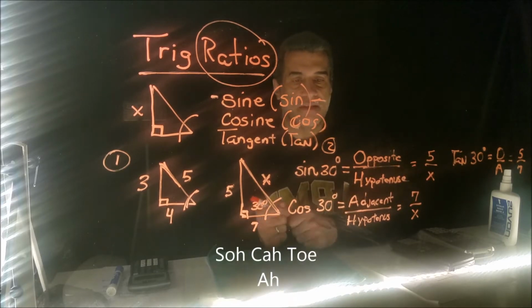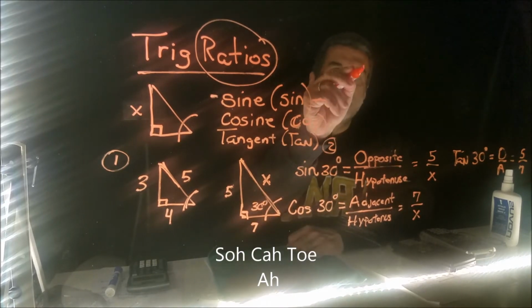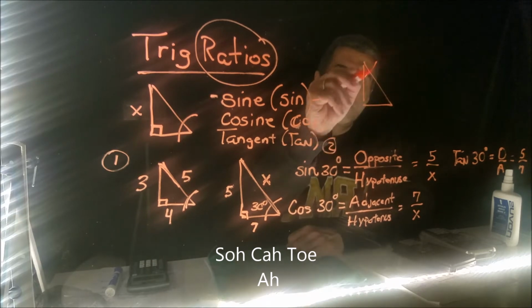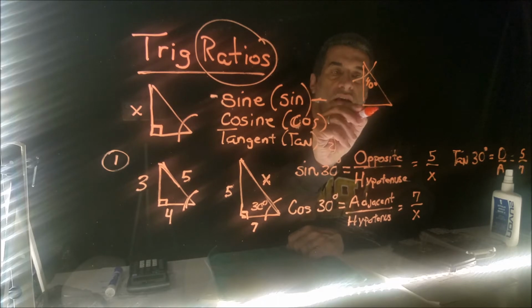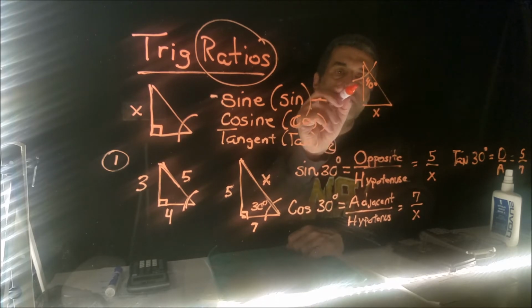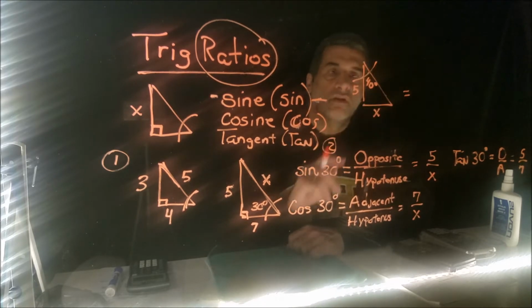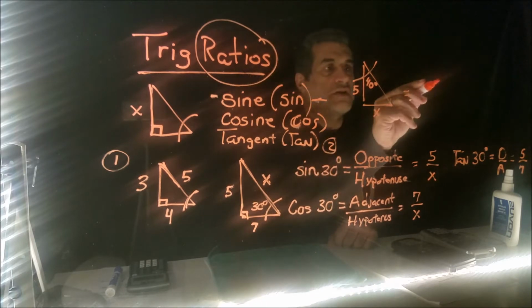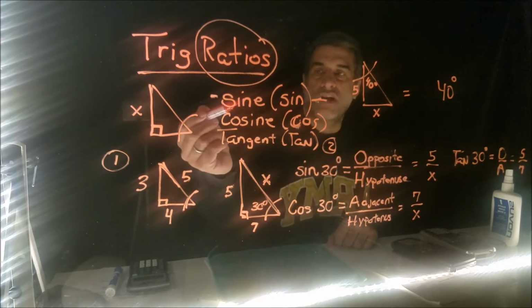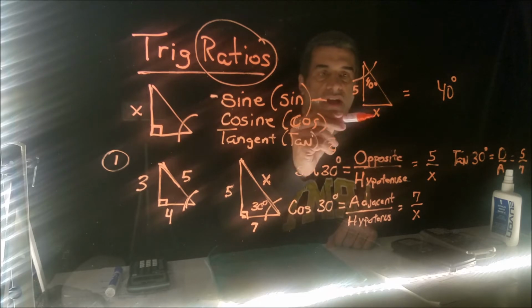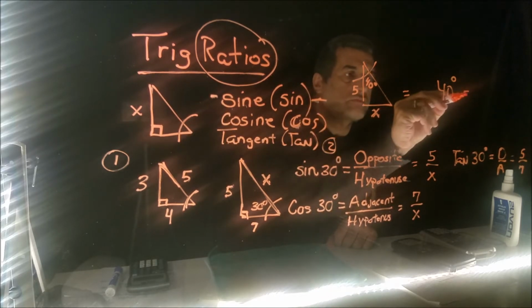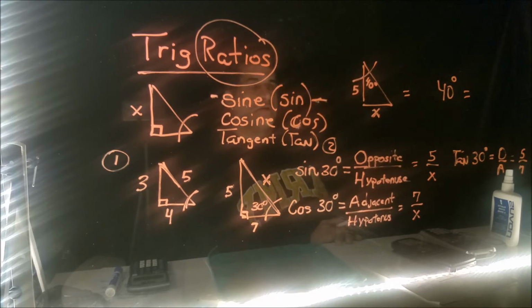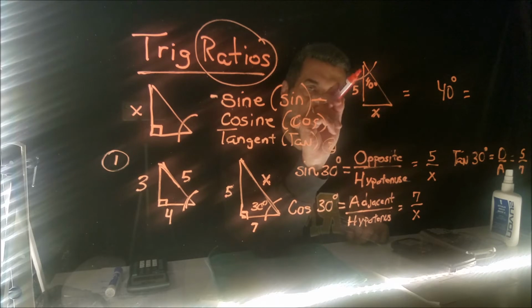I'll explain that again. But let's see if you can do this one. Let's say that was 40 degrees. And let's say that you had an X here, but you had a 5 here. So you have 40 degrees, and now you just need to know which ratio will you use to find X. What ratio would you want to use to find what X is? What do you think? Well, what's opposite 40 degrees? X.